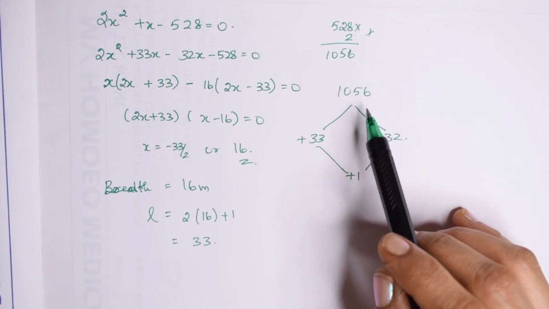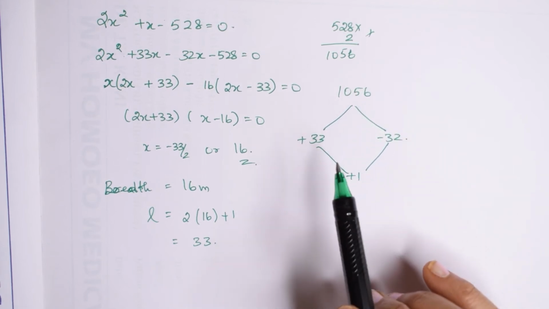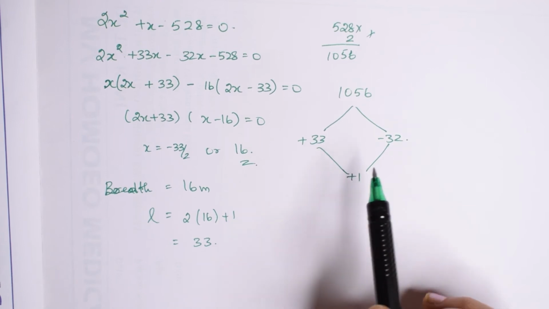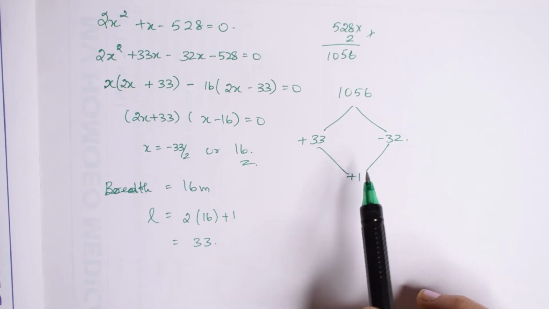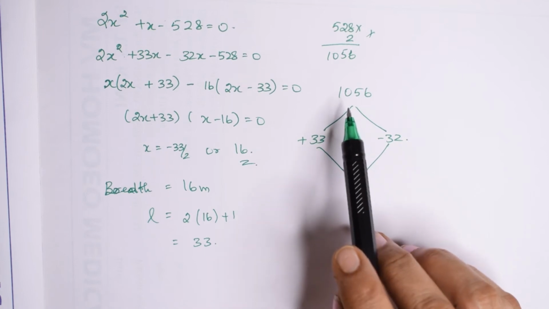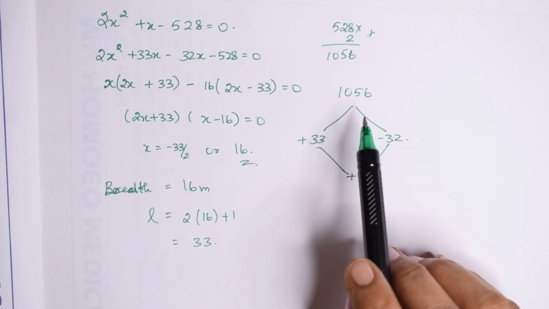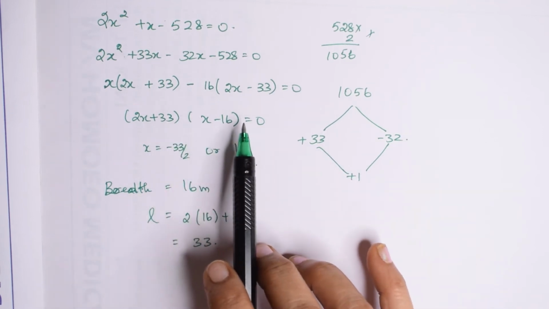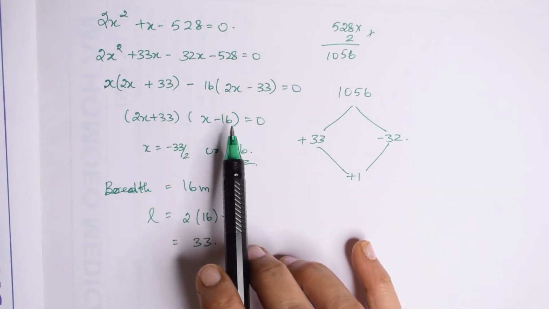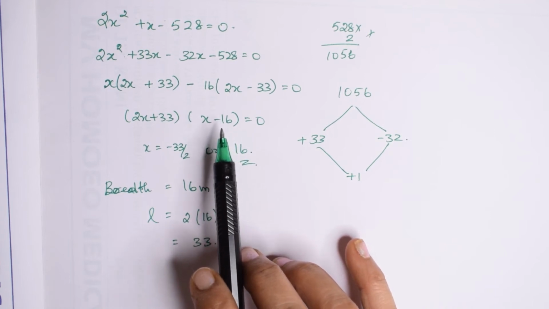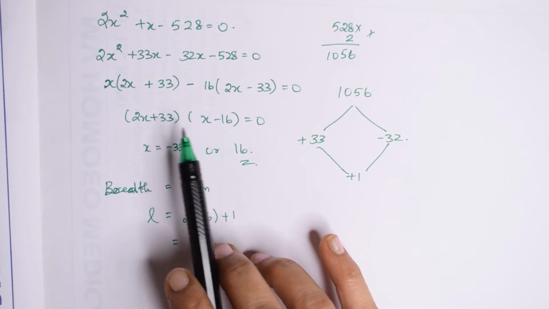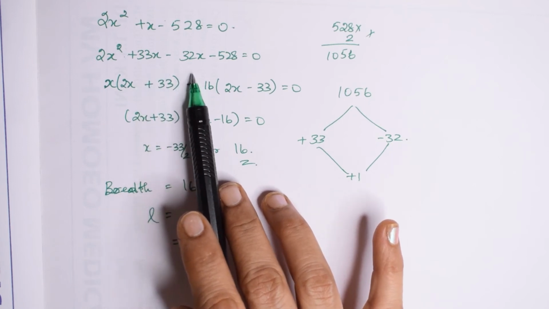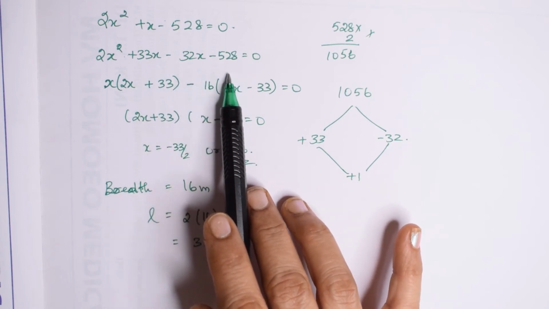So I want two numbers. When I add them, it should be plus 1, so one number is positive and the other number is negative. When I multiply, it should be 1056. I have to find such two numbers, and I found them to be 32 and 33. So the numbers are minus 32 and plus 33. I am writing it as 2x square plus 33x minus 32x minus 528.